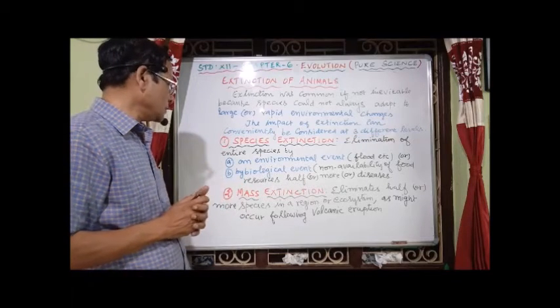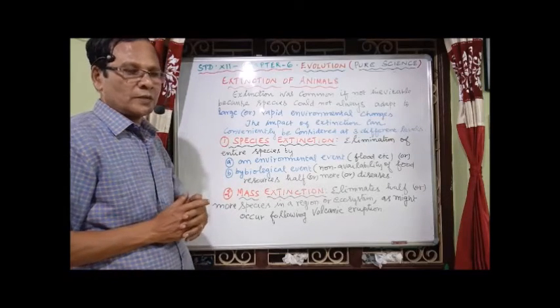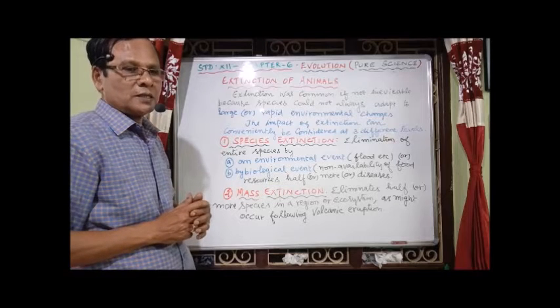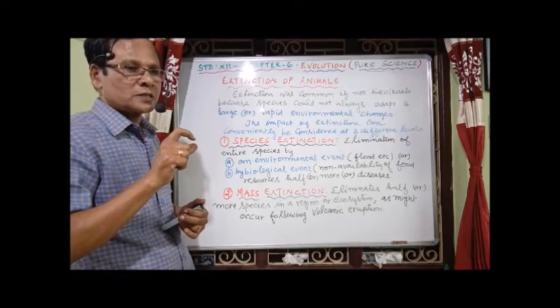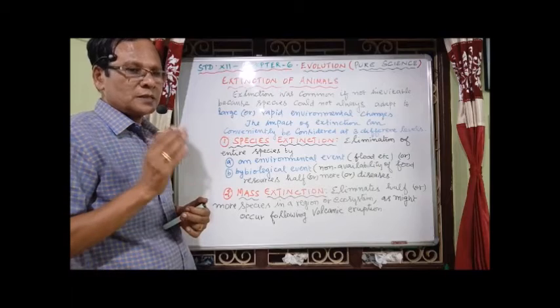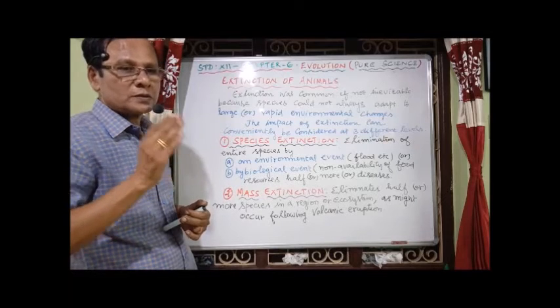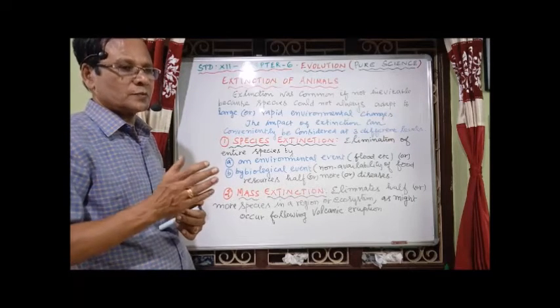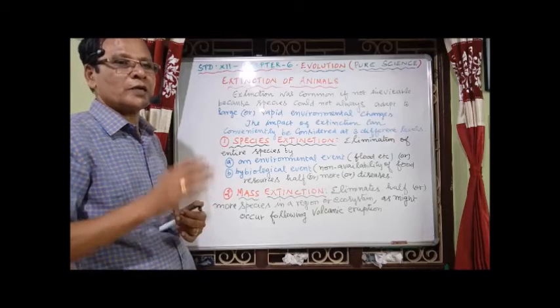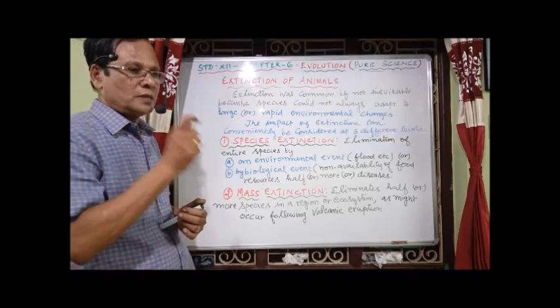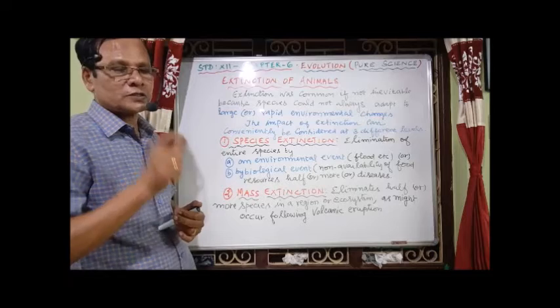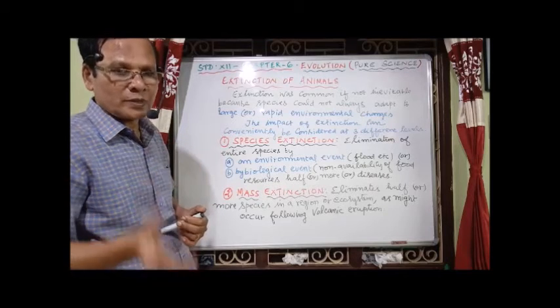Now we can see the mass extinctions that occurred five different times since the Cambrian period of the Paleozoic era. So in the past we had five mass extinctions since the Cambrian period.